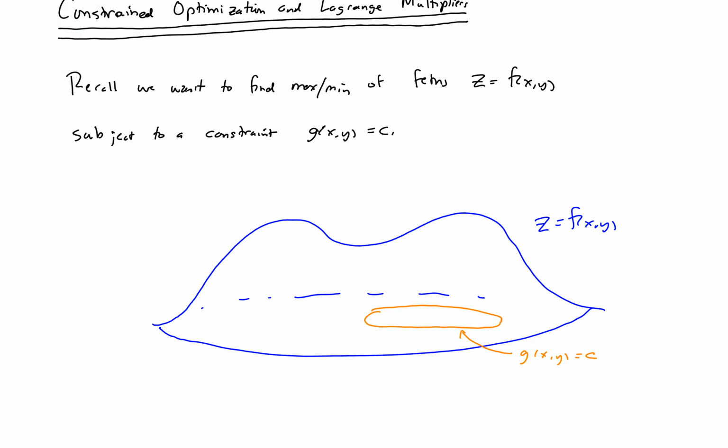So that's going to look something up here like this. And so we're asking, what are the maximum and minimum values on this green curve? We don't care about the overall maximums and minimums on the blue surface. We're just looking at that curve on the surface.